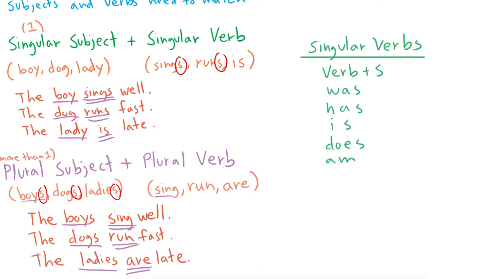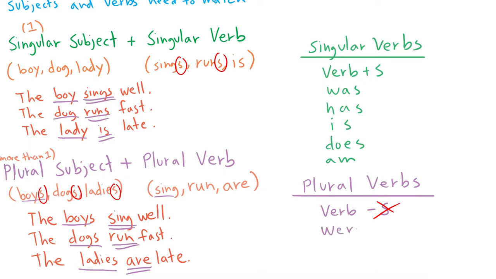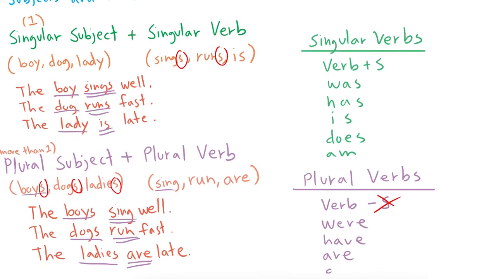So plural verbs. There's a list of some plural verbs. We got verb minus S, okay? No S, right? Take away the S. Minus S makes it a plural verb. And also were, have, are, and do are plural verbs.